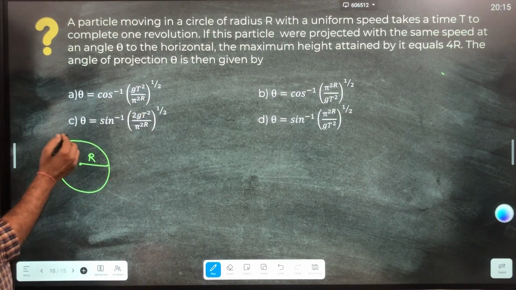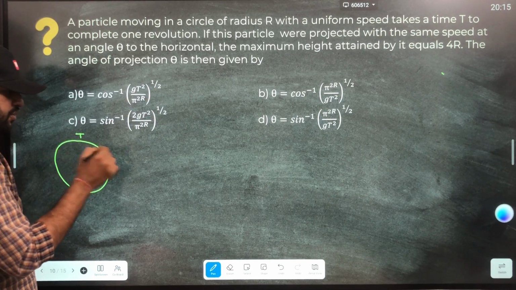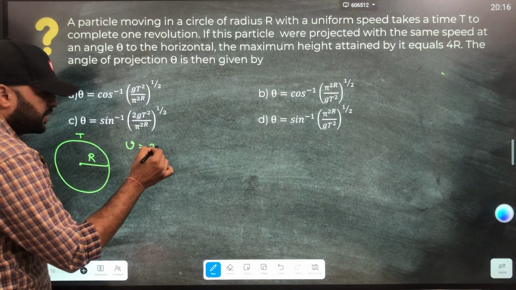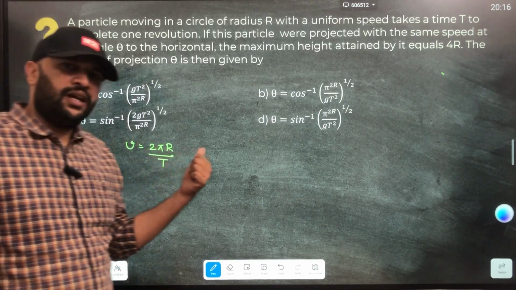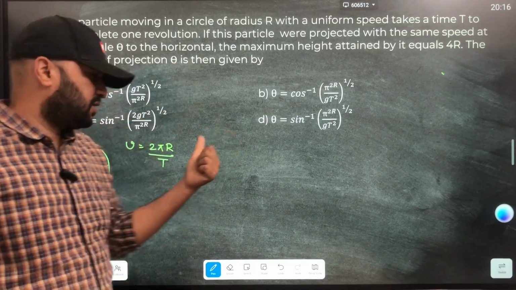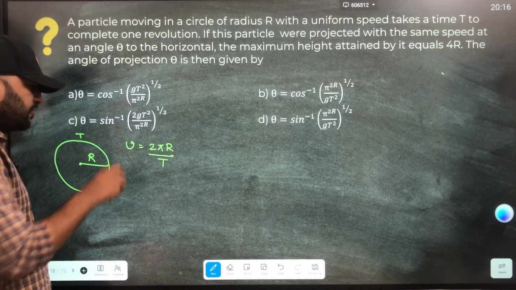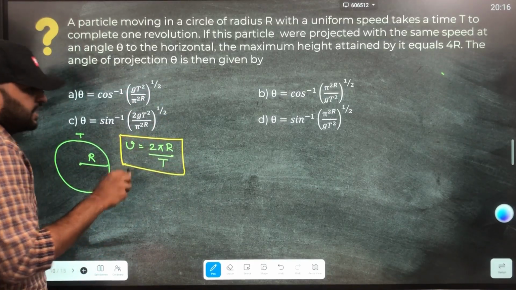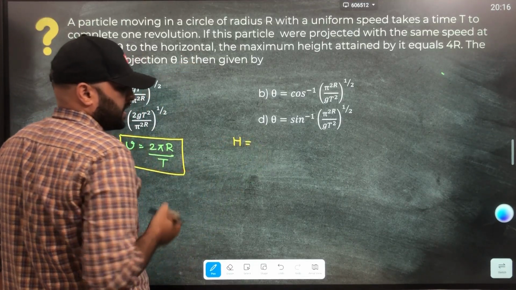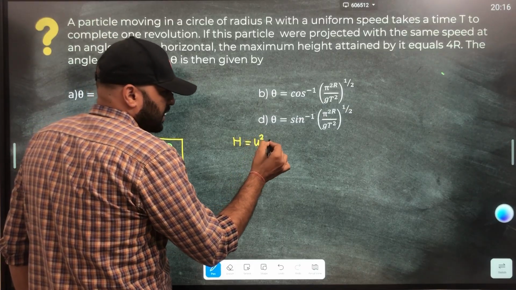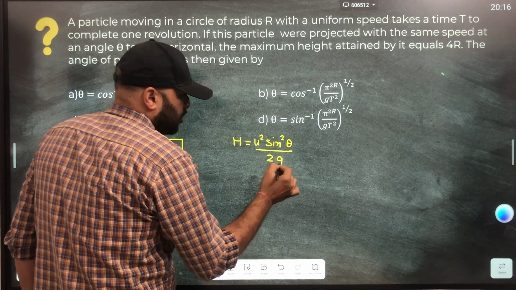First of all, the time period is given as t. What will be its velocity over here? So speed will be equals to 2 pi r by t. I hope this is clear. Sir, why 2 pi r? When it is moving in a circular path, its distance traveled is 2 pi r and time period is t. So speed will be 2 pi r by t. With this speed, it is being projected at a certain angle. What is the formula for maximum height achieved by a particle? So this is u square sine square theta upon 2g. I hope this is clear.